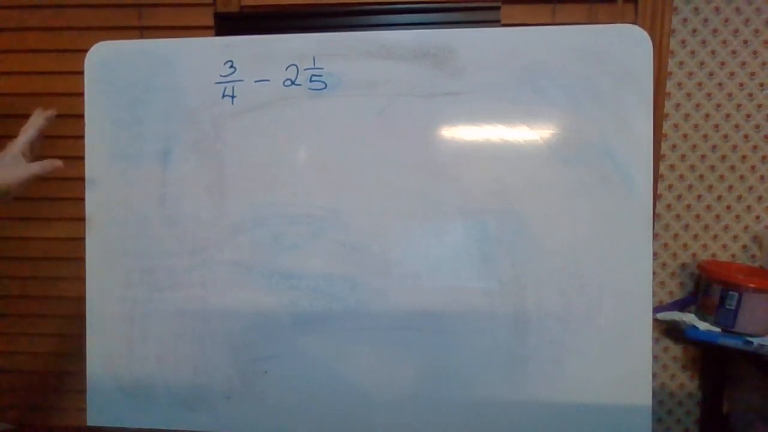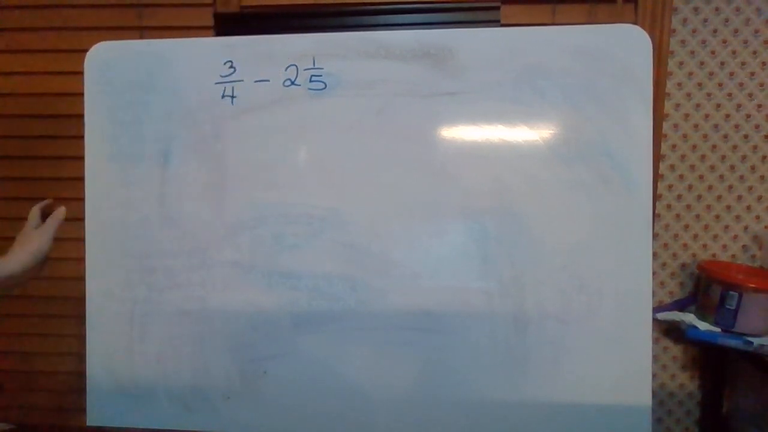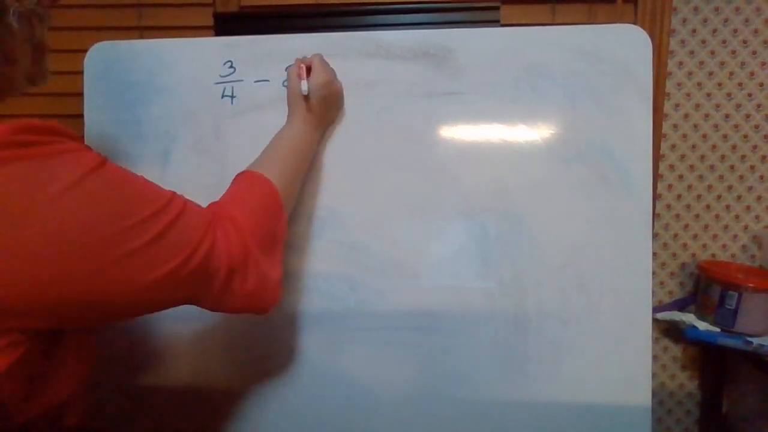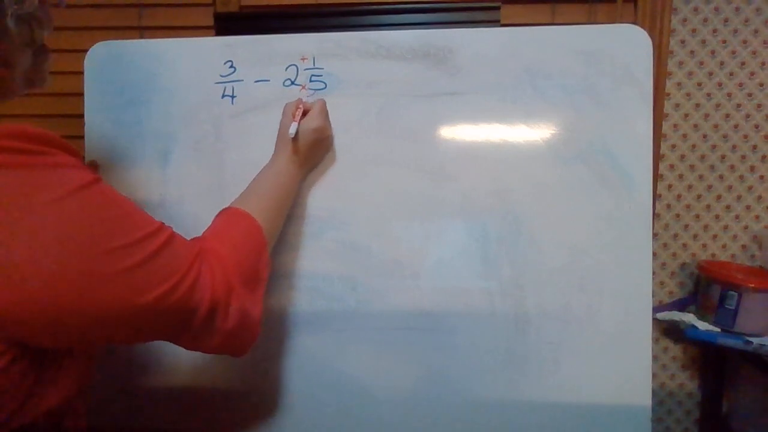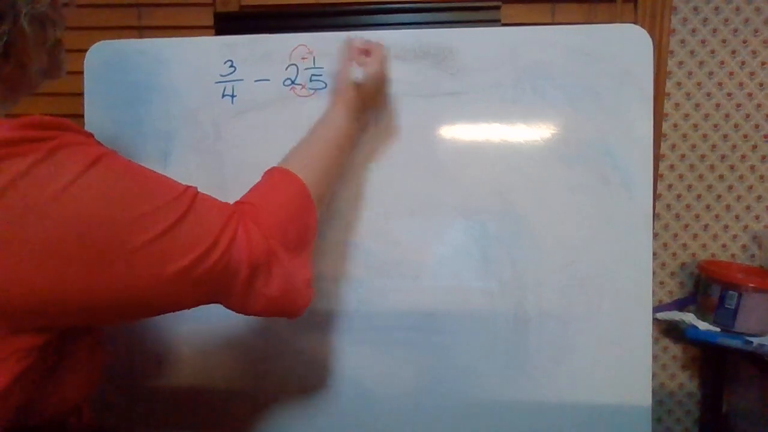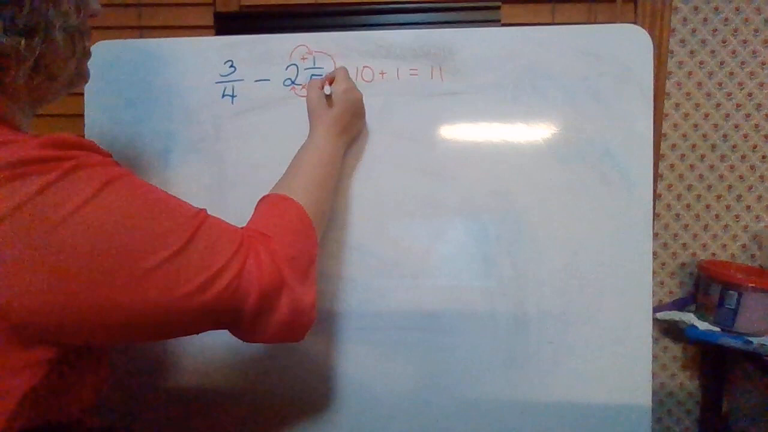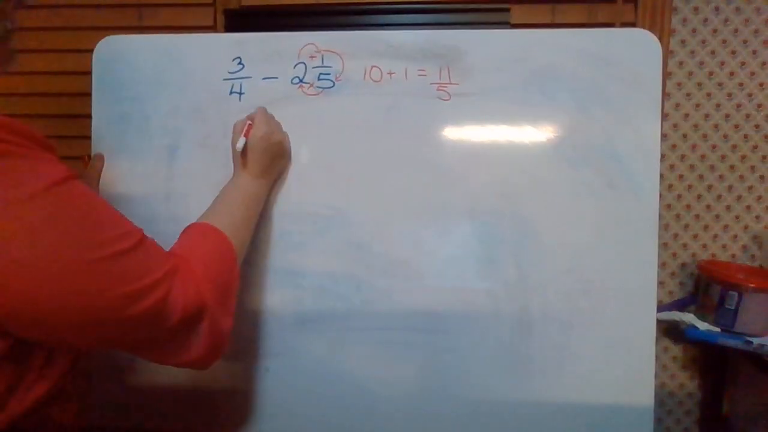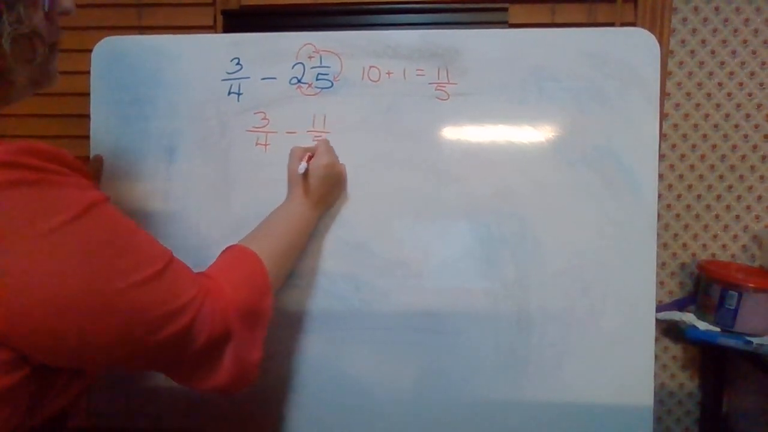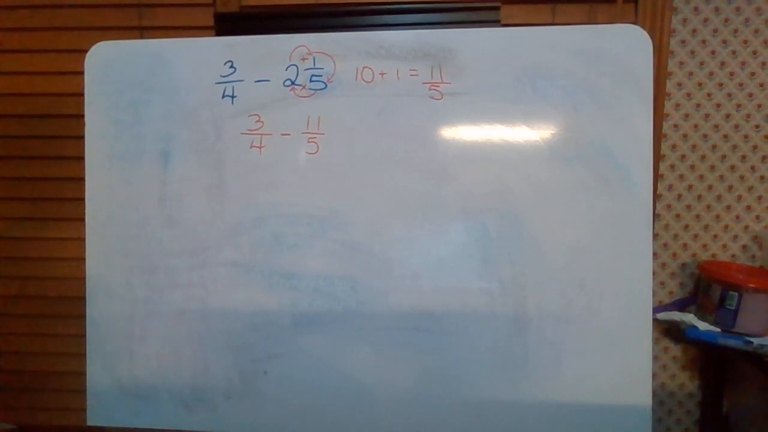So what is our first step? We have to change the mixed number to an improper fraction. Remember, we multiply here and we add here. So 5 times 2 is 10, 10 plus 1 is 11. So we have 3/4 minus 11/5. Okay?